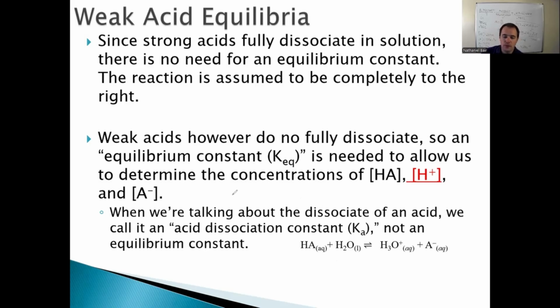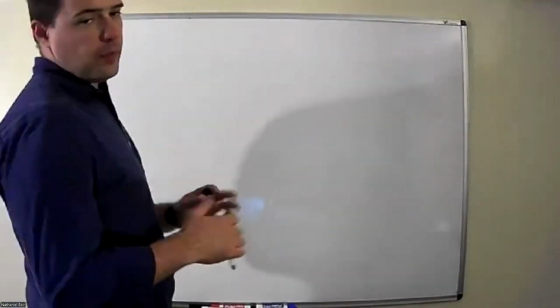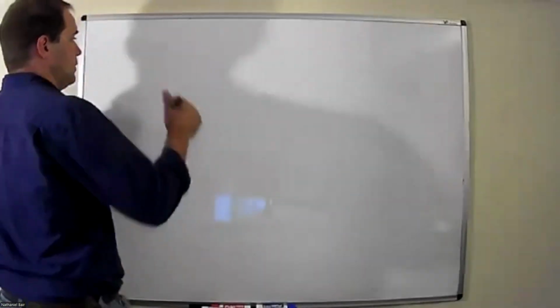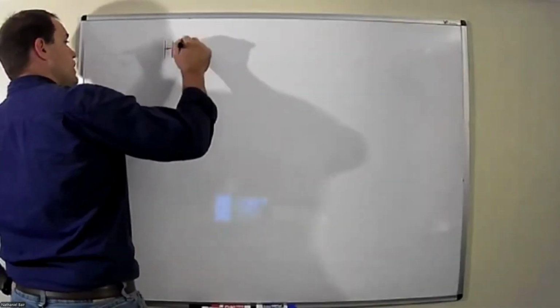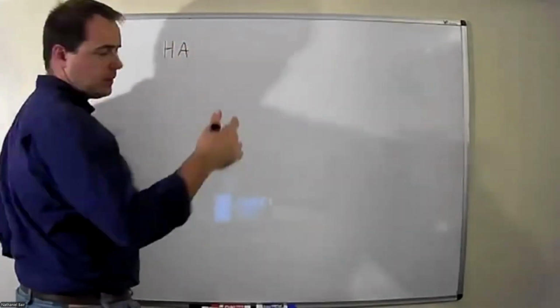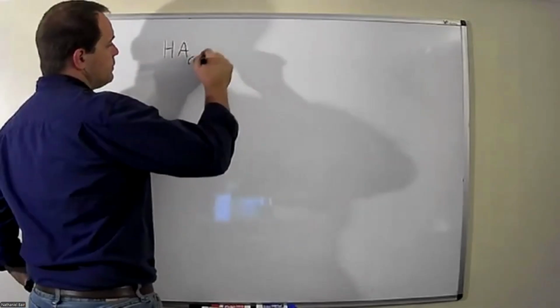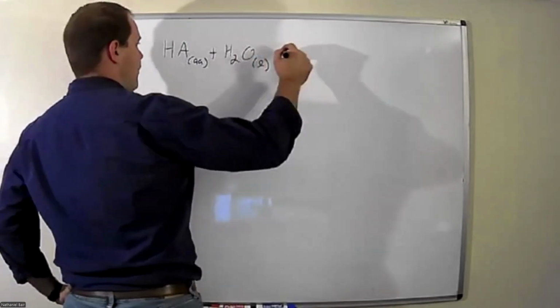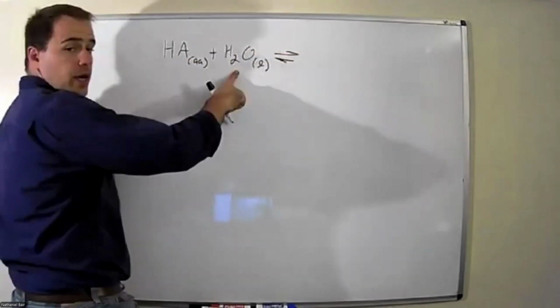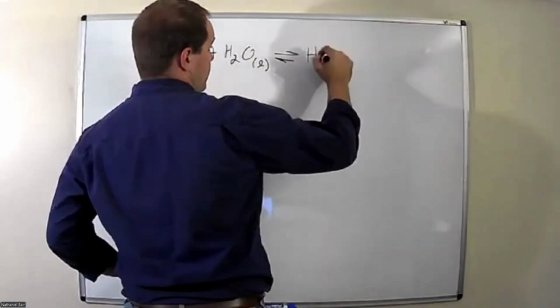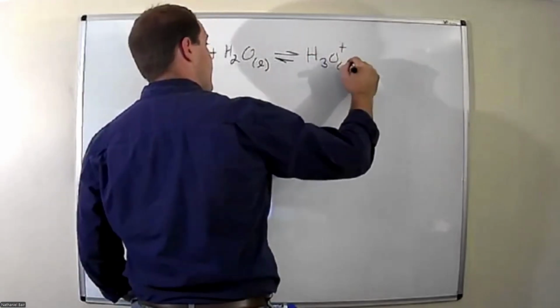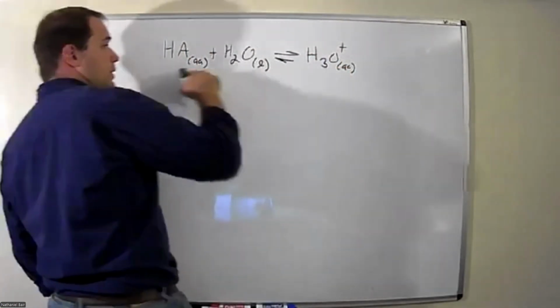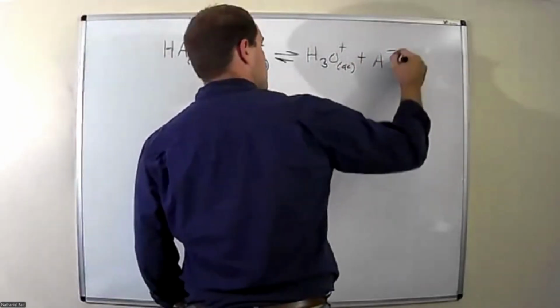So if I was going to write a generic mass action expression, which we're going to do right now. Let's say we have a weak acid, we'll call it HA or HX, and we add it to water, which is a pure liquid. It's going to donate a hydrogen, it's going to make hydronium, H3O plus, and you're going to get the conjugate base, A minus.